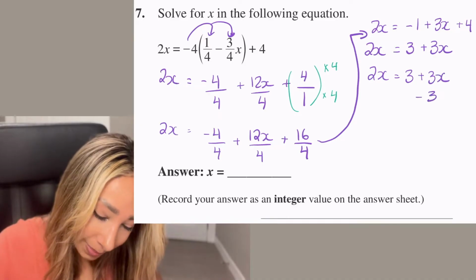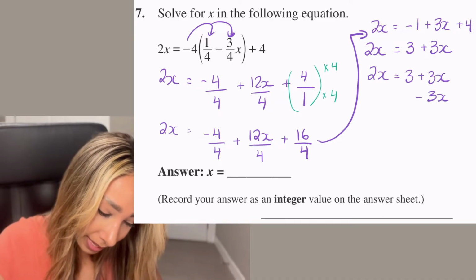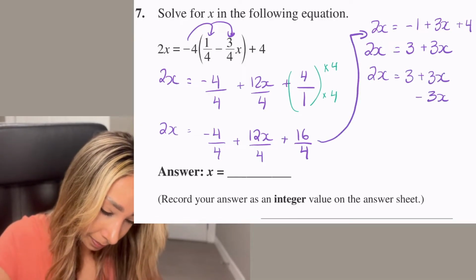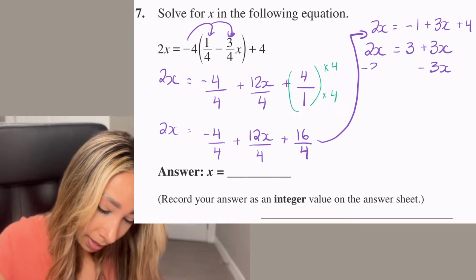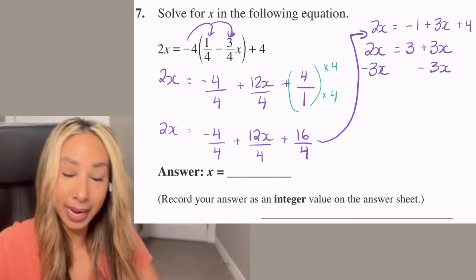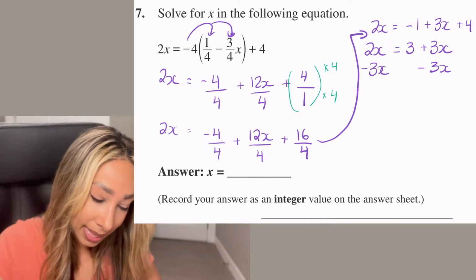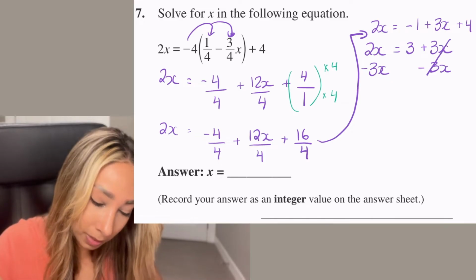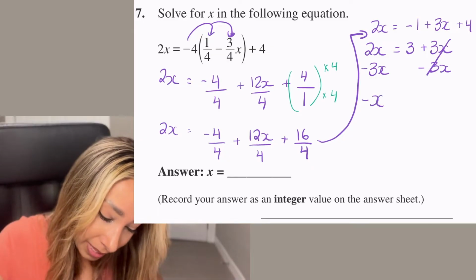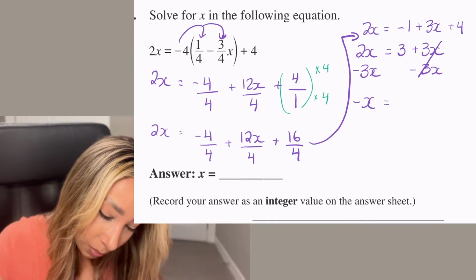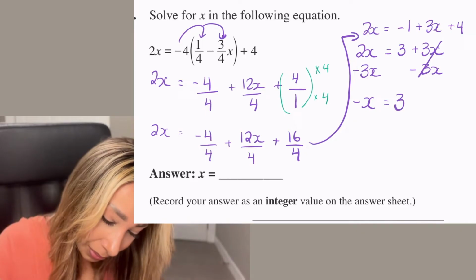Now what I'm going to do is minus 3x from both sides. And the reason I'm going to do that is because by subtracting 3x from both sides, this portion here is going to cancel, but of course what I do to one side, I have to do to the other side. So that's going to give me -x is equal to 3.